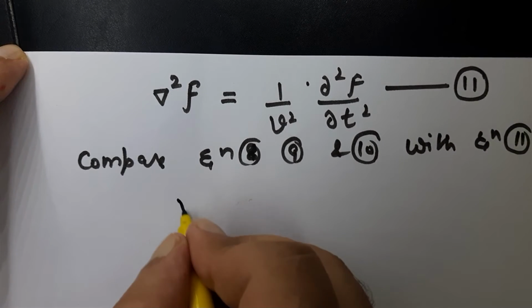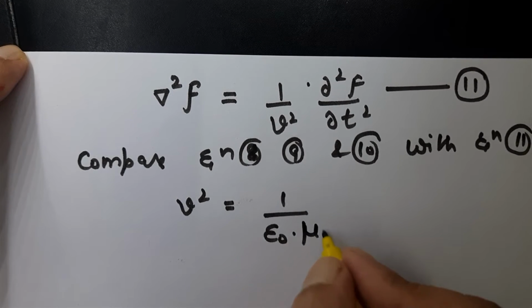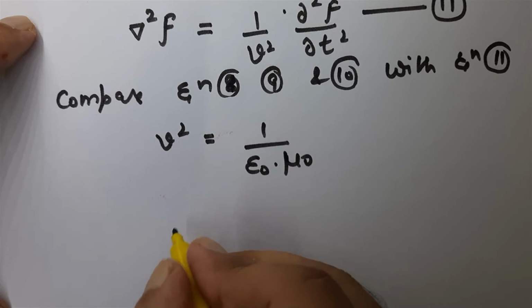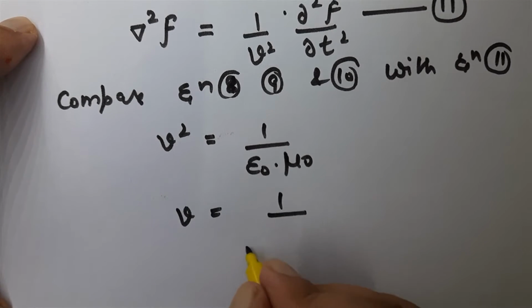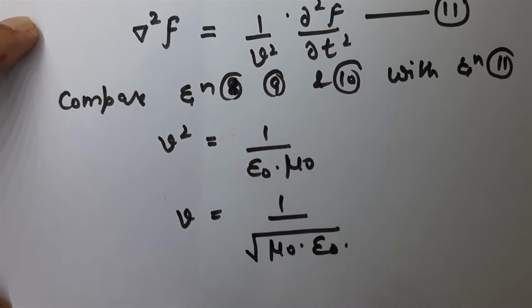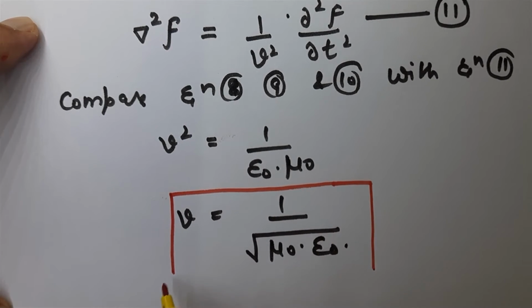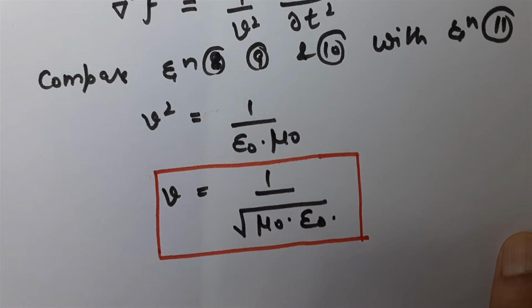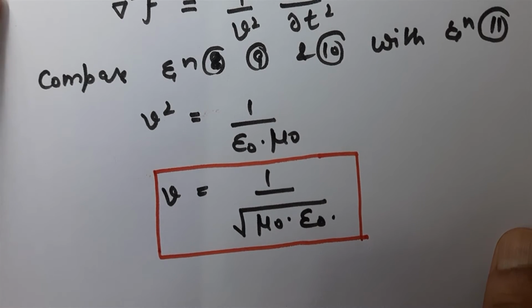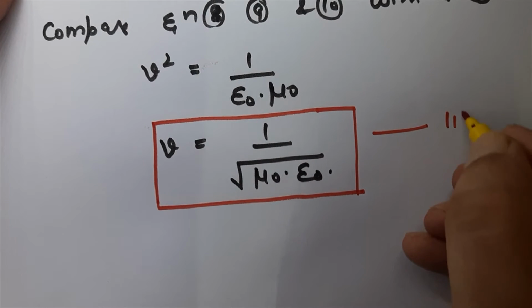So we will get that v square is 1 over epsilon 0 mu 0, or v is 1 over under root of mu 0 and epsilon 0. So this is the velocity. Now the question comes, it is the velocity of what kind of effect? We say that the electric and magnetic effects, that is electric vector E and magnetic vector H, travel in a medium, and they travel with a velocity which is given by equation number 12.